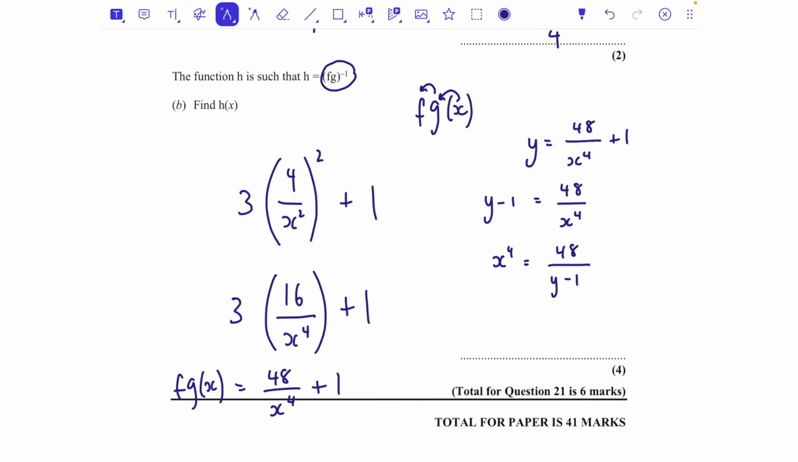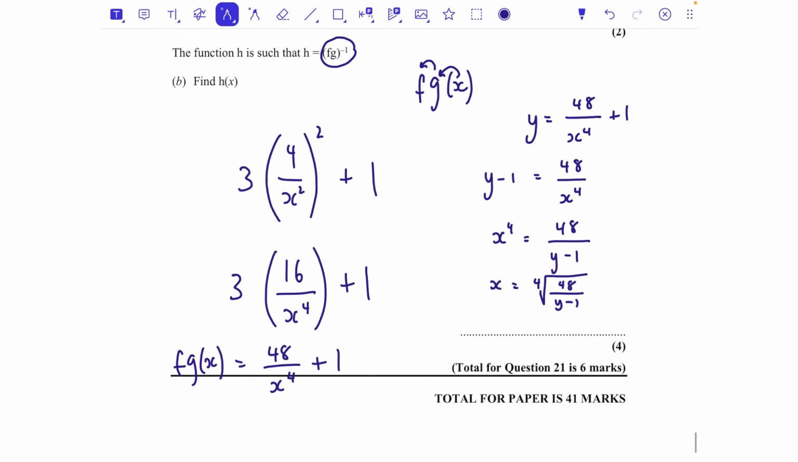And I then want to do the fourth root. So x is the fourth root of 48 over y minus 1. And then all we do is switch those letters back round. So h of x, which is our inverse function, is the fourth root of 48 over x minus 1. That is the final answer squished in there, and that was very much grade 9, last question on the paper.